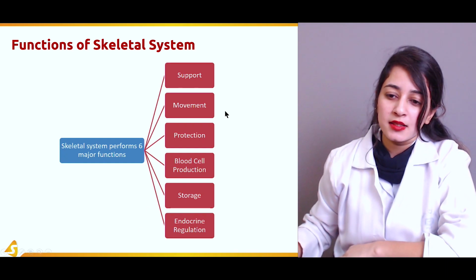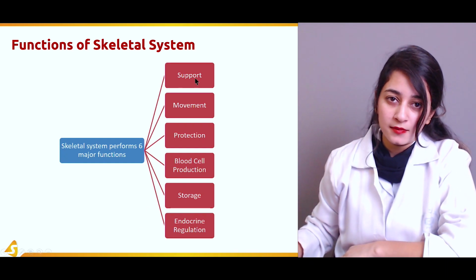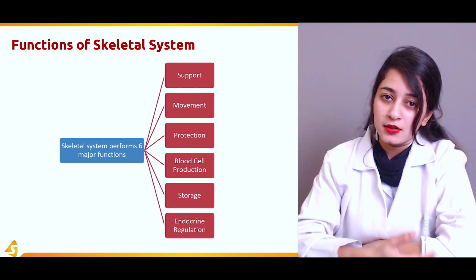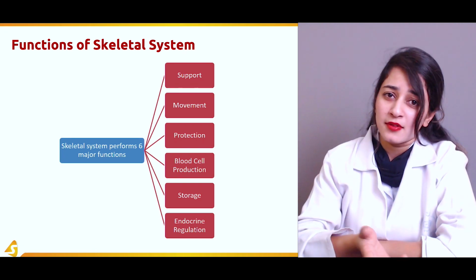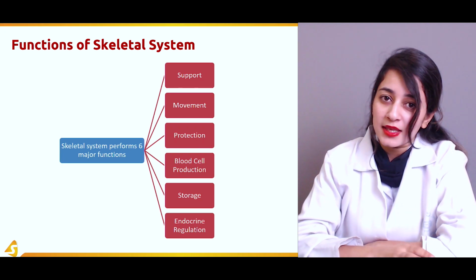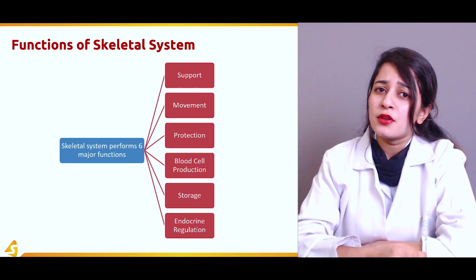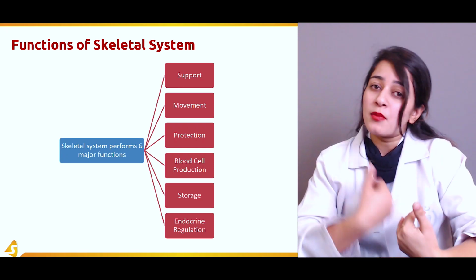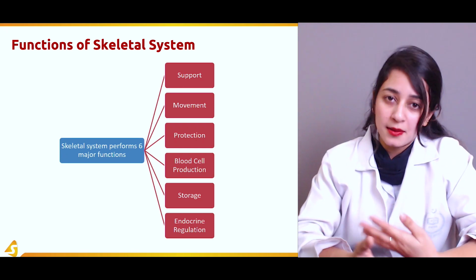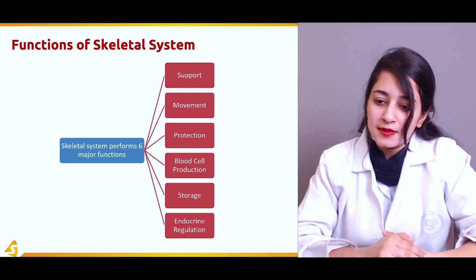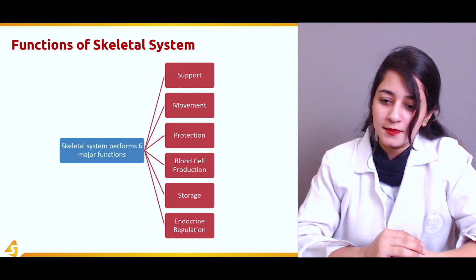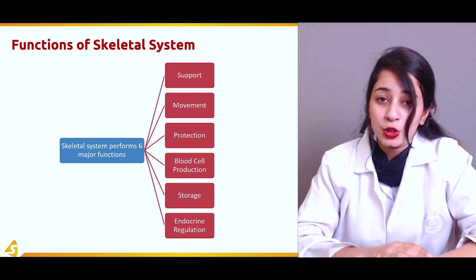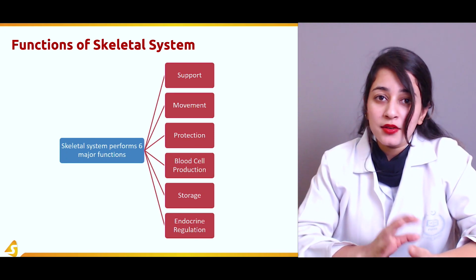That is, it provides support to the body. Then it helps in movement. You move, I move, everybody moves. So the skeleton is performing the basic functions. There are also systems and organs and different things in our body, working side by side. They're also helping, but the major function is of the skeletal system. Then we have protection, then blood cell production, storage, and endocrine regulation.